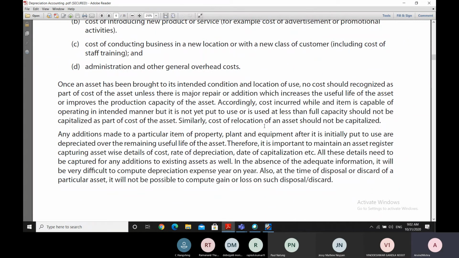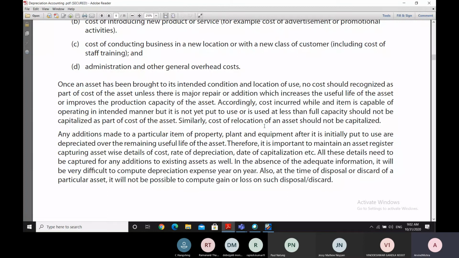for the purpose of allowing depreciation. Now, any addition made to a particular item of property, plant, or equipment after it is initially put to use is depreciated over the remaining useful life of the asset. Now, supposing we have purchased the property today, and then after some time we make an addition to the property, plant, and equipment, and once we make an addition, from that point of time, that part of the addition would be depreciated over the remaining useful life of the asset.